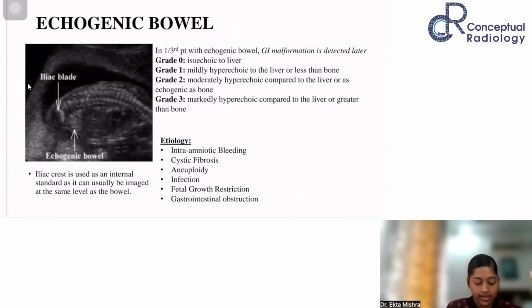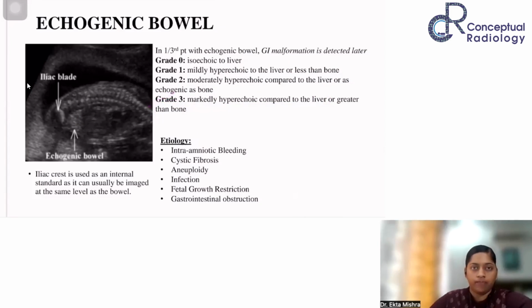Now there are three grades that have been put forward. First is that the bowel is isoechoic to the liver. In second, grade 1, it's mildly hyperechoic compared to the liver, but still less than that of bone. Grade 2 is moderately hyperechoic compared to the liver, or isoechoic to the adjacent bone. And grade 3, which is classical echogenic bowel, is markedly hyperechoic as compared to the liver and obviously greater than the bone. So this grade 3 is the one which we use.